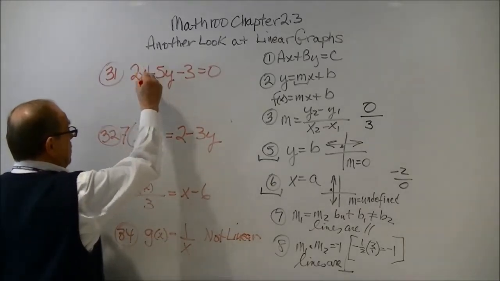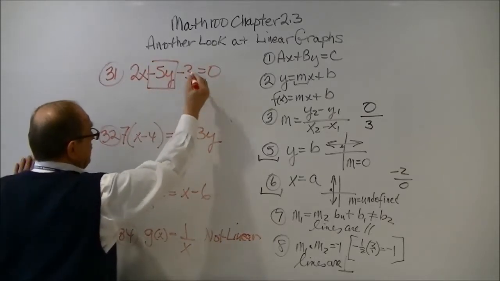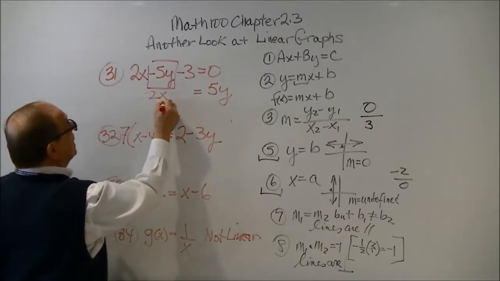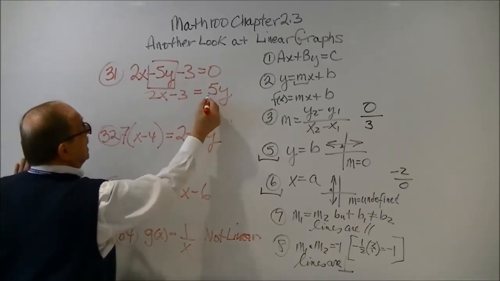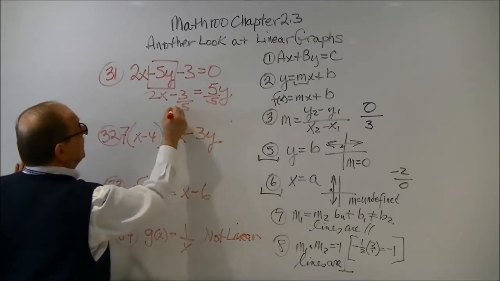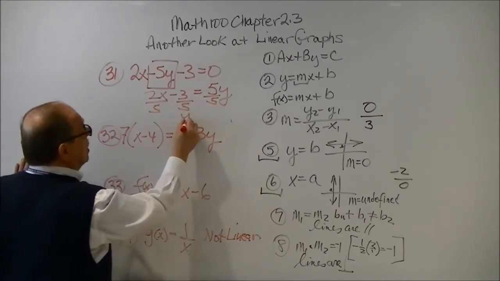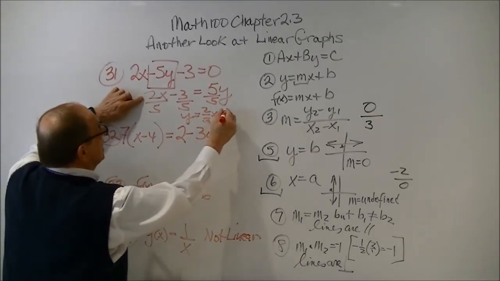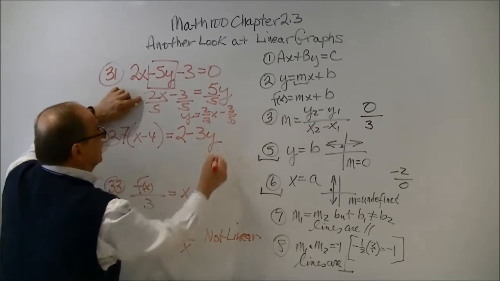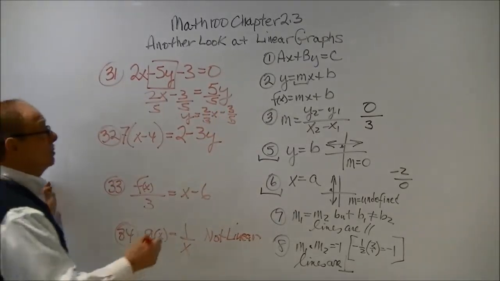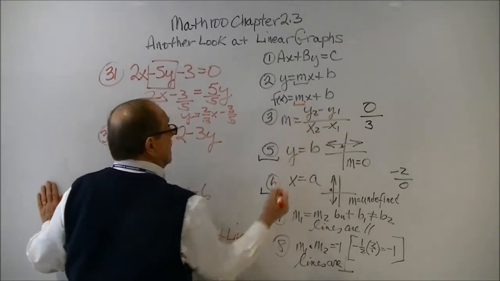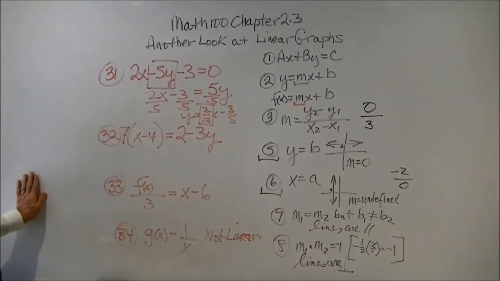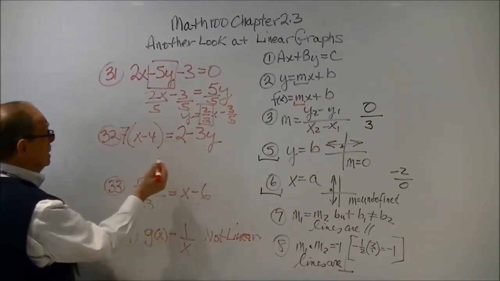So again, take your y term, bring it over to this side, it changes its sign, and you get 2x minus 3 equals 5y. Divide everything by 5, and we get y equals 2/3 x minus 3/5. And you might say, well, what's the slope? Whatever is in the m position, which is 2/3.